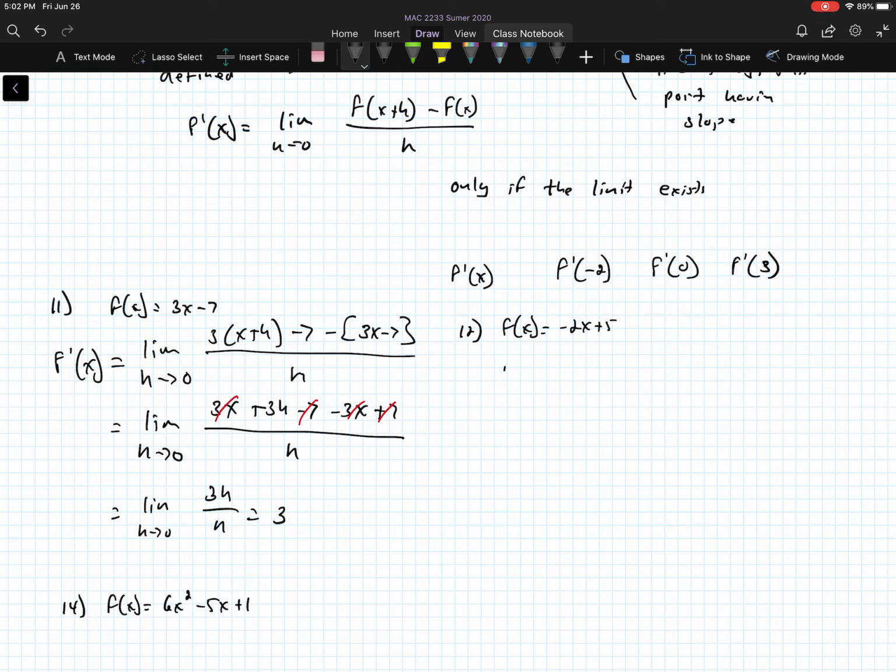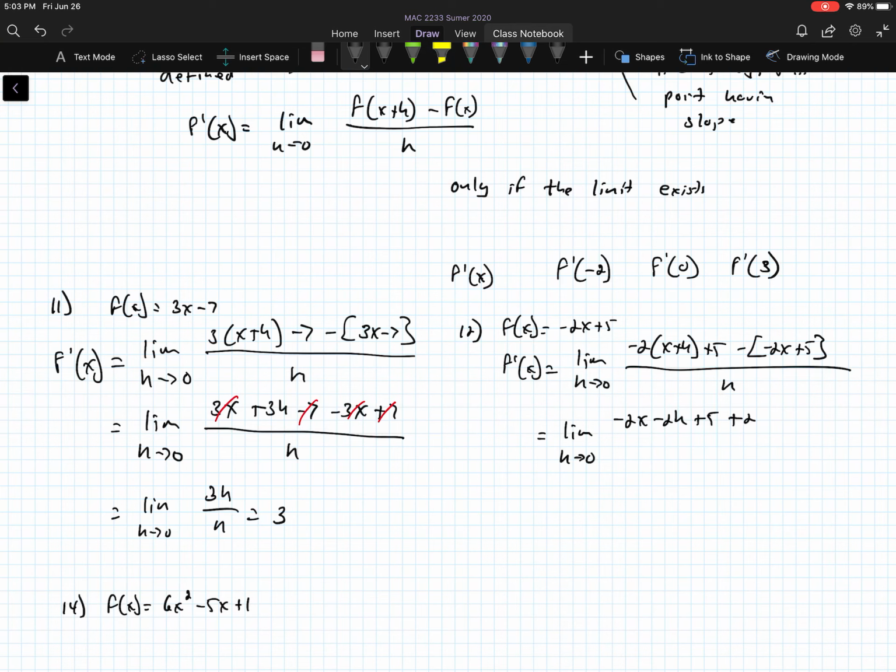And then if we do number 12, same thing here, right? So f prime of x is equal to the limit of negative 2 times x plus h plus 5 minus negative 2x plus 5, all over h. And so again, this is the limit as h goes to 0, and it's going to be negative 2x negative 2h plus 5 plus 2x minus 5, right? I have to distribute that negative 1, if you will.